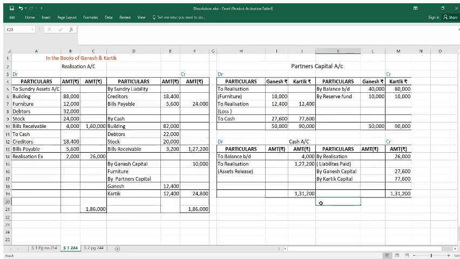After that, distribution stage, in that we're going to distribute the amount of profit and loss to the partners. After the completion of that adjustment, we're going to close the realization account, then the partners capital account, and the balance of partners capital account should be transferred to the cash account. In this way, we solve this sum.